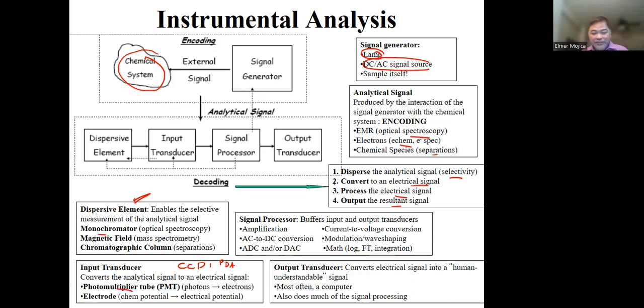Dati computer, ngayon, kahit sa cellphone, pwede mo nang gamitin output transducer. Okay?